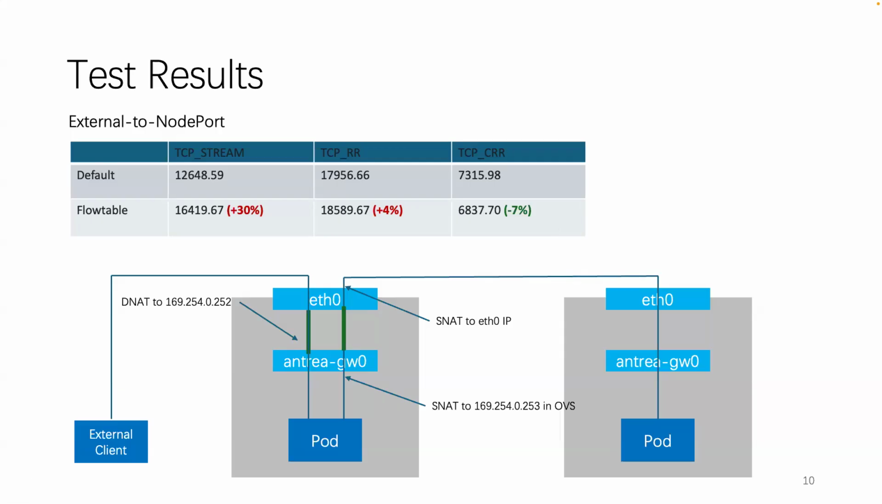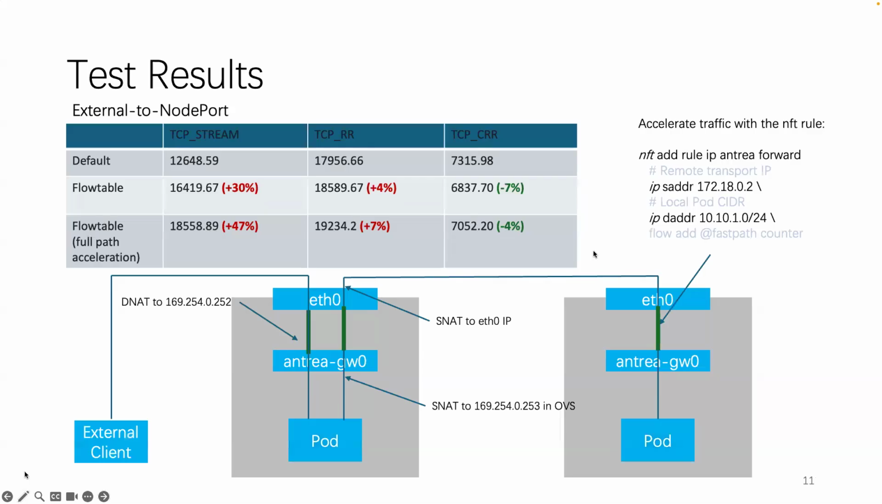I think that's expected, because after the flow table is empty, the first and the second packet will go through the full host networking stack, and we add the extra processing, so the test result is not as good as the default one.